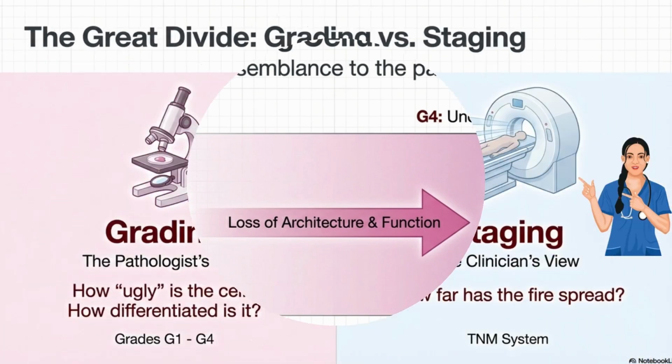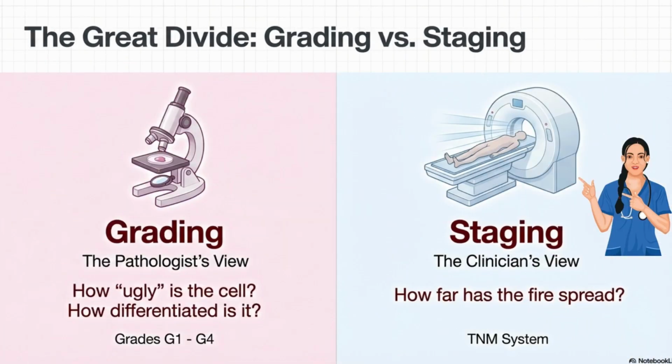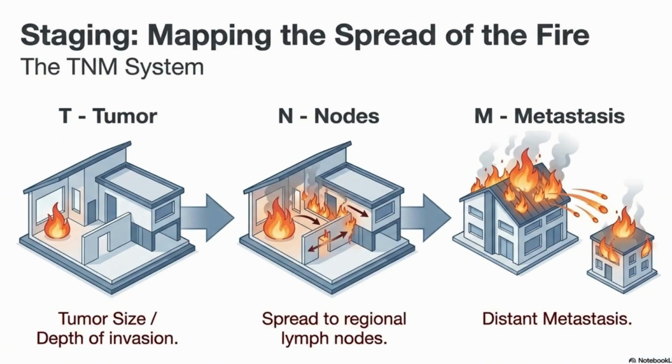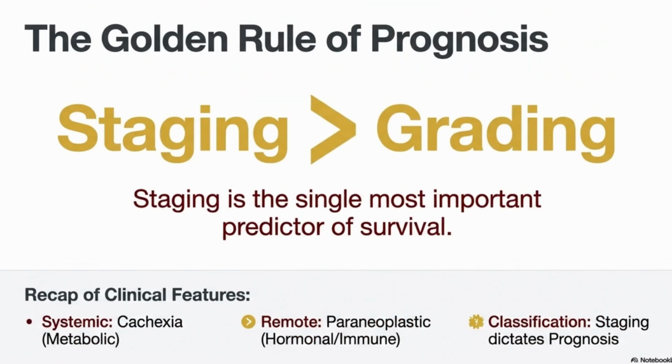While staging is the clinician's job, she asks how far has the fire spread in the body. TNM system is the T for tumor size, N for regional lymph node involvement, and M for distant metastasis. Staging is the single most important predictor of survival and far more important than grading.